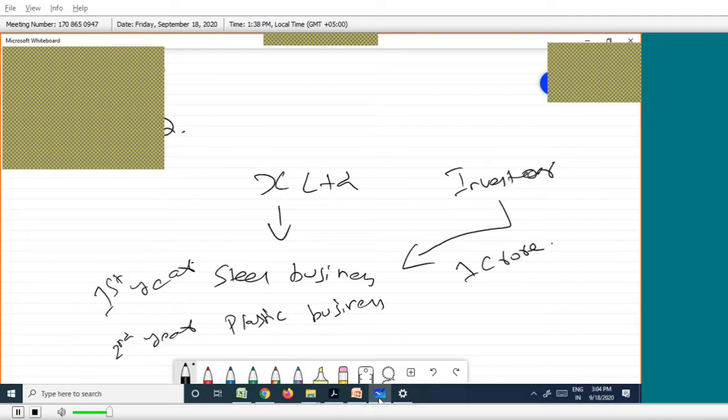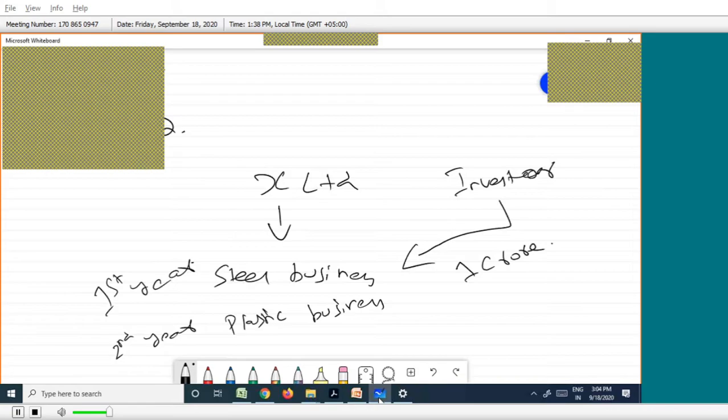But initially this investor invested in this company only for the steel business. This investor is interested only in steel business. That is why he is putting his money in this company. But every year they are introducing new business. What will this X Limited do?